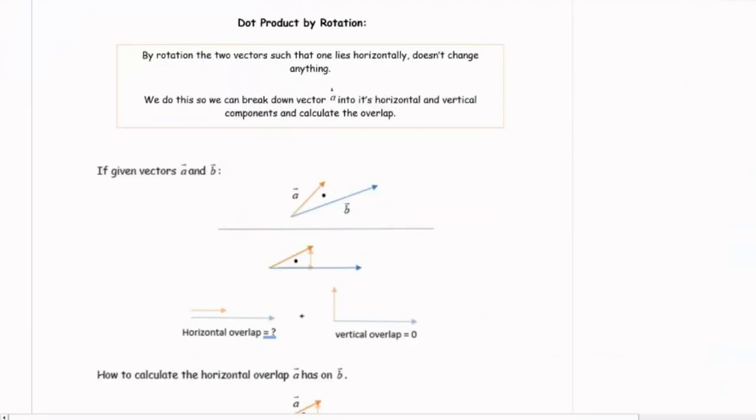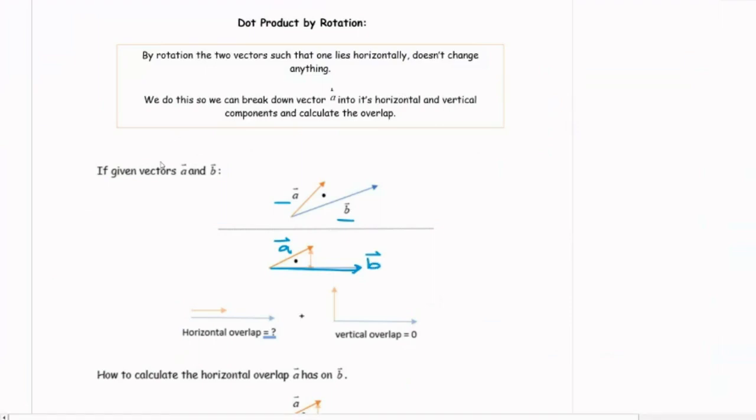Okay, now let's think about it in terms of rotation. By rotating the two vectors such that one lies horizontally, it doesn't actually change anything. So we're going to do this and try it with vector A and see how it breaks down into its horizontal and vertical components so we can actually see the overlap and calculate it. So let's look at vector A and vector B here. If we rotate vector B down, so that way it's flat on a horizontal, vector A is going to rotate down with it. And it's still going to be the same vector. Nothing has changed. Just the positioning of it has changed.